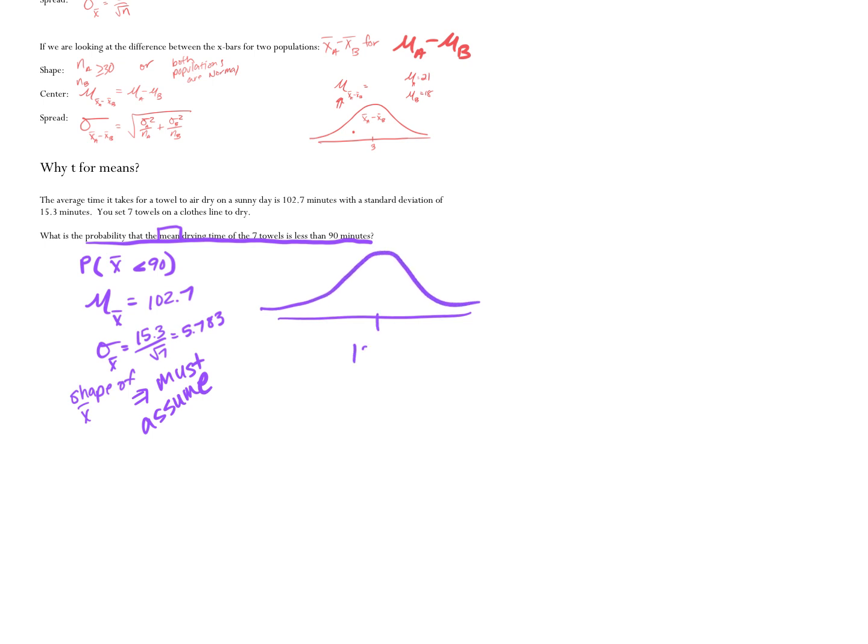So the big trick of this is recognizing that if I'm asking you to find the probability that the mean is something, you need to use the standard deviation of the means. And then less than 90 would be over here. And then what would we do in the calculator to find that? Normal CDF. Negative a gajillion to 102 points to 90.